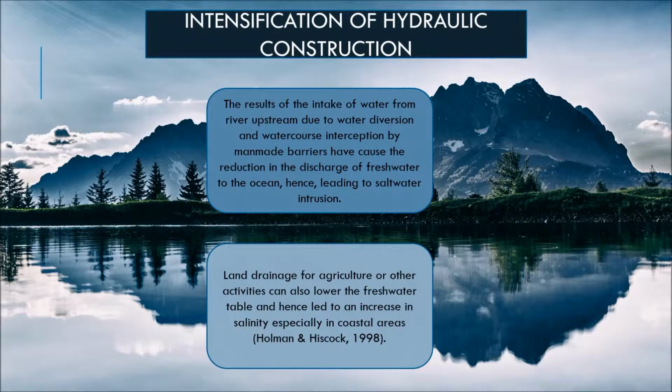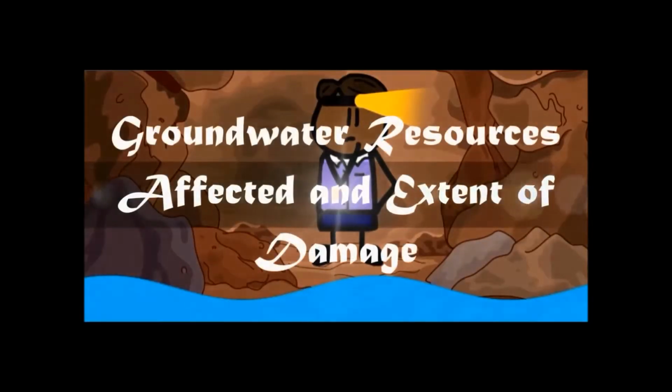Land drainage for agriculture or other activities can also lower the freshwater table and hence lead to an increase in salinity, especially in coastal areas. Groundwater resources affected and extent of damage.